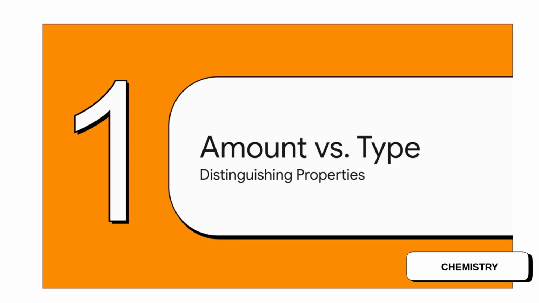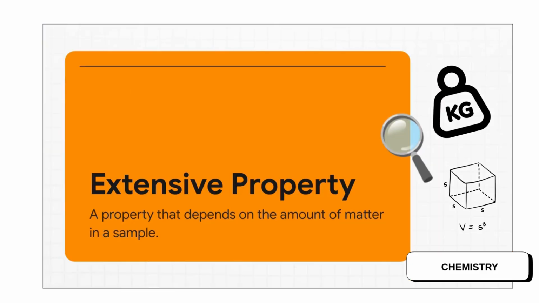Okay, so first things first, amount versus type. Now, this is maybe the most fundamental way chemists start to sort everything. It's really all about separating what a thing is from simply how much of it you have. Okay, so on one hand, we have what are called extensive properties. These are the characteristics that totally depend on the amount of stuff you're looking at. Just think about mass or volume, for example. A giant boulder obviously has way more mass and takes up way more space than a tiny little pebble. It's the same kind of rock, but the amount changes the property.